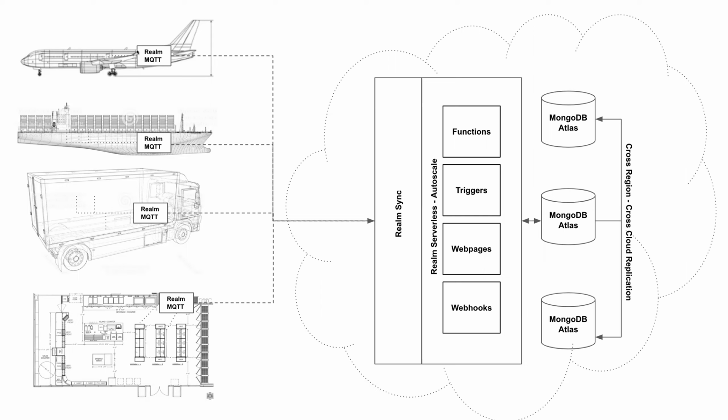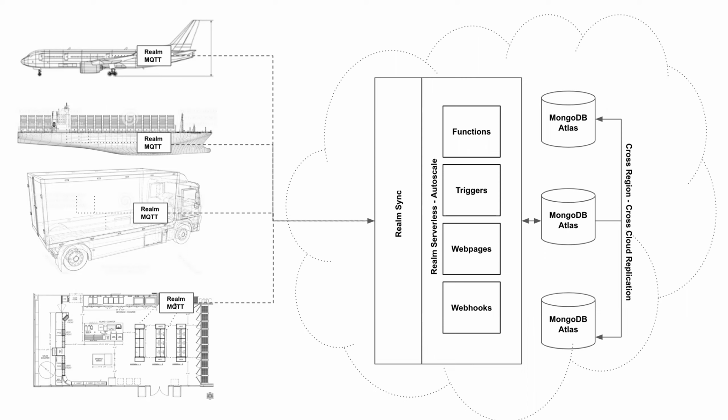If you take a look at the plane, for example, and the ship and the truck and the store, each one of these has a Realm MQTT device installed. In other words, we have a small IoT device that has the Realm MQTT software installed on it. This can have one or more sensors that are deployed in the truck or within several cargo bays on a ship that actually collect data from those sensors.